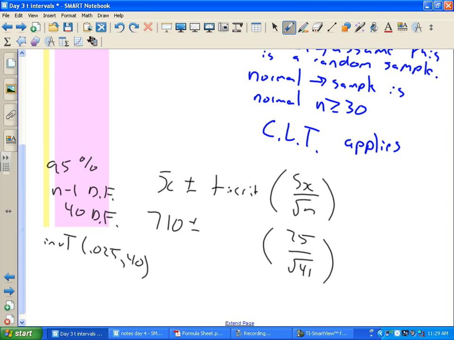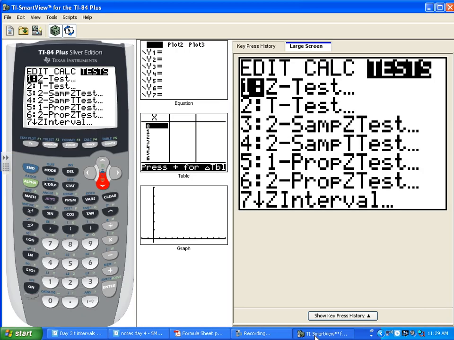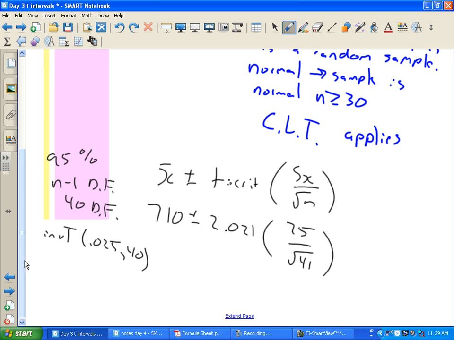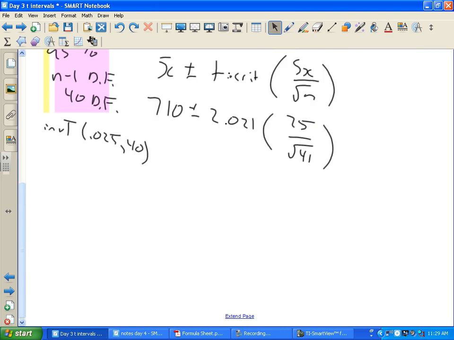I don't know what this t-crit is. 2.021? Sounds good. 2.021. There you go. That's what they expect in the form of work. At this point, you can go to your calc. You don't have to show all your work from here.